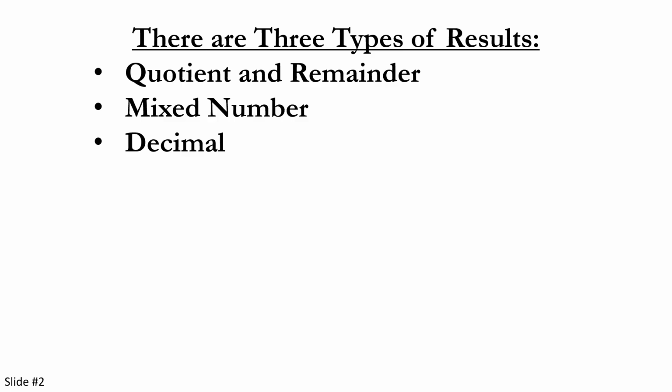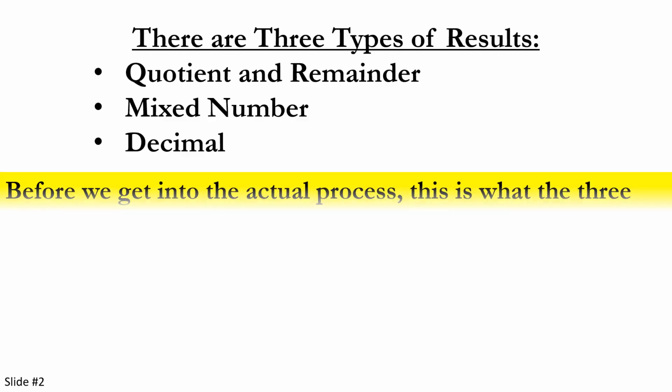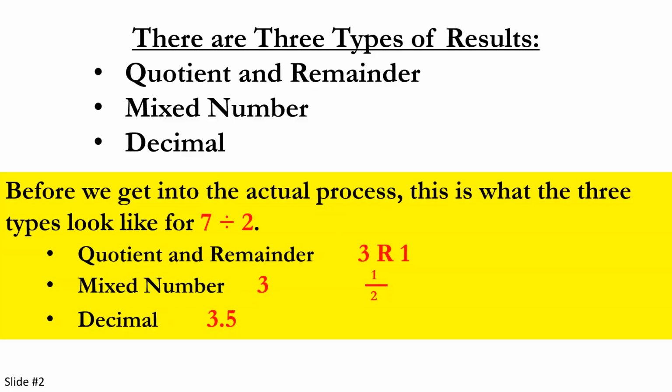There are three types of results. You can get a quotient and remainder, you can get a mixed number, or you can get a decimal. Before we actually go into the process, this is what the types look like.